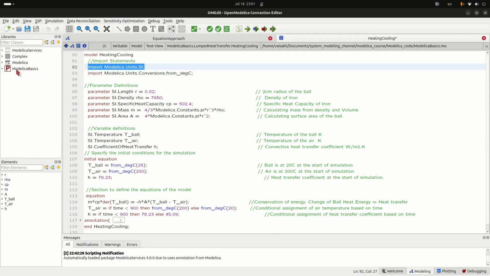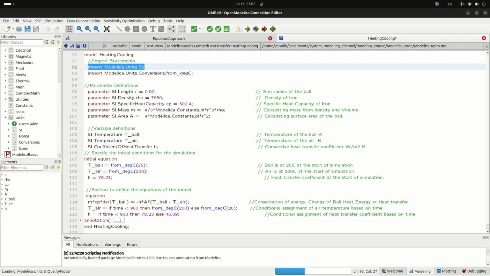We will cover more details about how we can set up packages later. But what we need to understand here is the Modelica library. Once we open this, we can see modelica.units.si. If you scroll down, there is a unit section. Within that, there is an SI section.